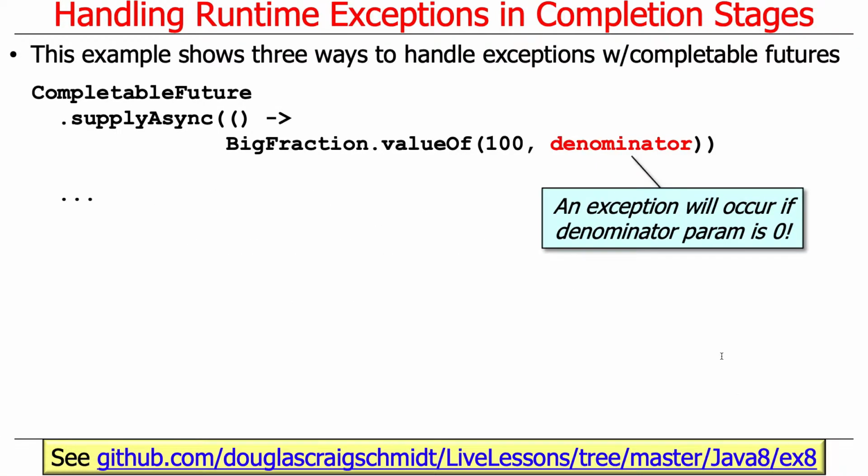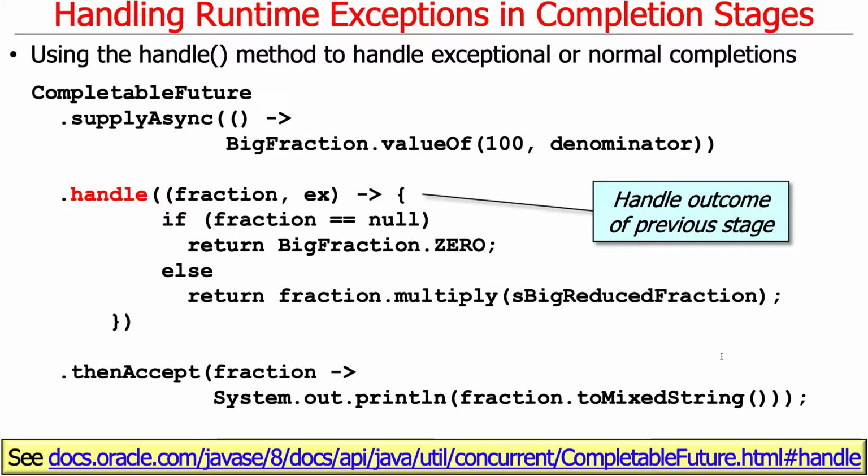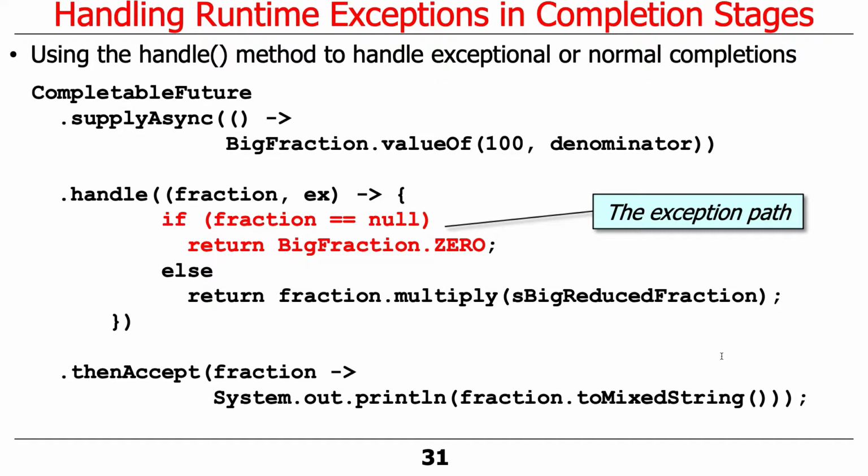So the first way we're going to do this is we're going to show how to use the handle method to handle either exceptional or normal completions. So let's assume that we've called supplyAsync and say that it was a non-zero denominator. In either case, the handle method will be called, and this will be used to handle the outcome of the previous stage. So if, for some reason, fraction equaled null, that's an indication that an exception was thrown, because there was no actual big fraction value that came back from this. So in that particular case, that's the exception path, and we're just going to return big fraction 0.